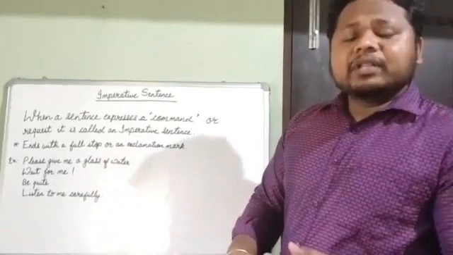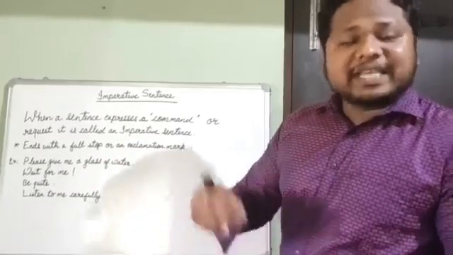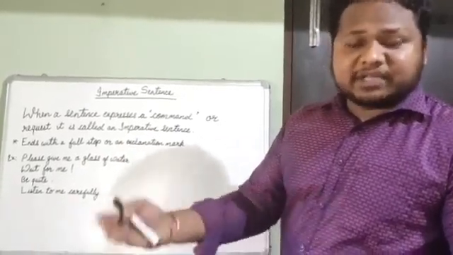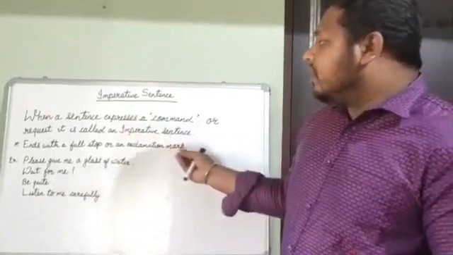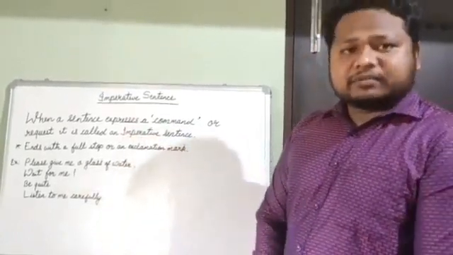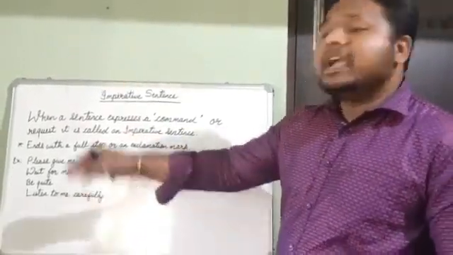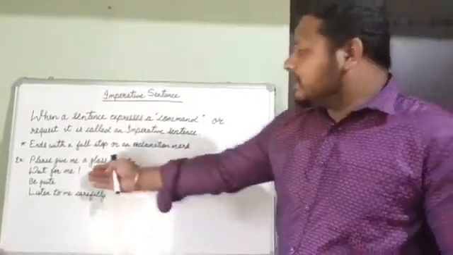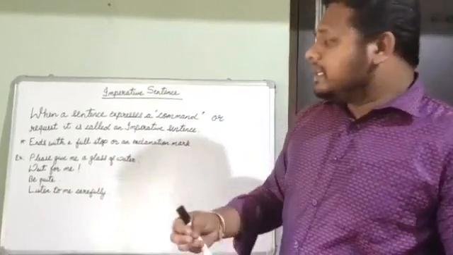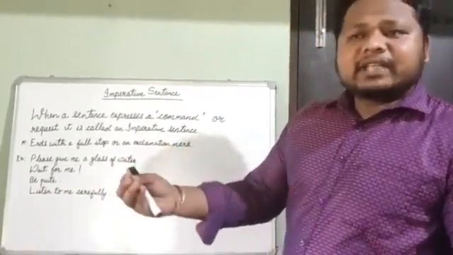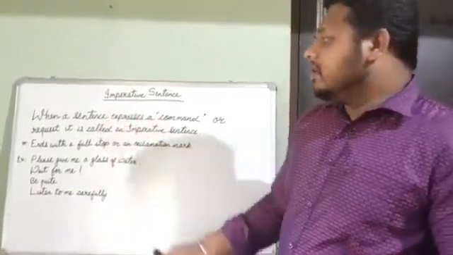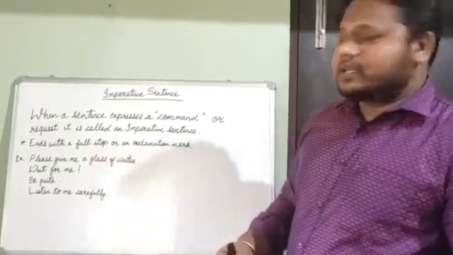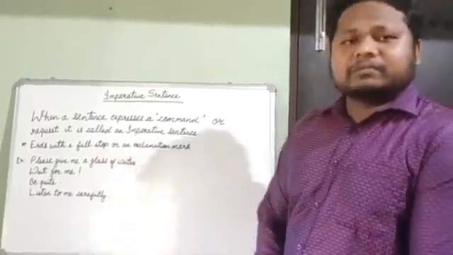Now depending upon how forcefully we say an imperative sentence, a full stop or exclamation mark is put. For example, when we say, wait for me, we are saying it forcefully. So we put an exclamation mark. Now when we say something in a very soft way, be quiet, or please give me a glass of water, we put a full stop.